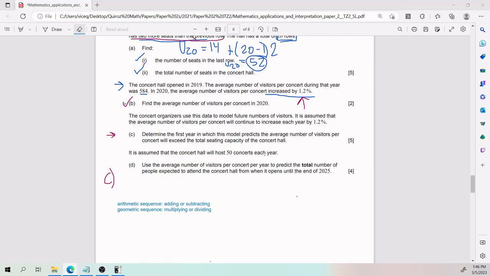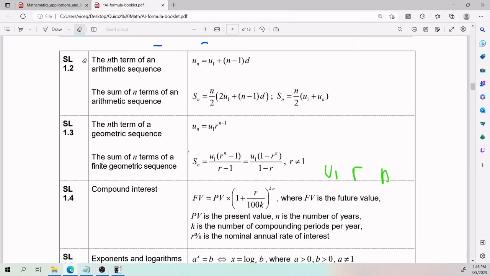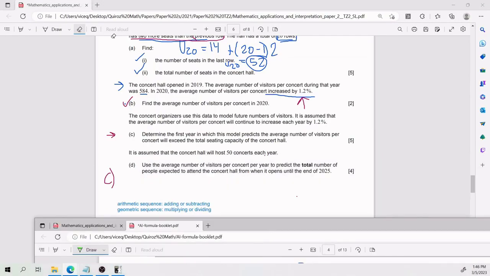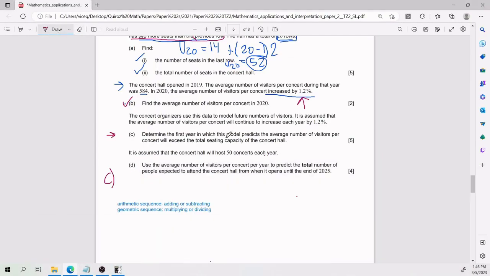So once we identify that, we pull up our formula booklet and ask it, how can you help me out? In this case, it is asking for the first year in which this model predicts the average number of visitors per concert will exceed the total seating capacity of the concert hall. So it is not exactly the sum of the amount of the first year, the second year, the third year. No, it's when it exceeds.